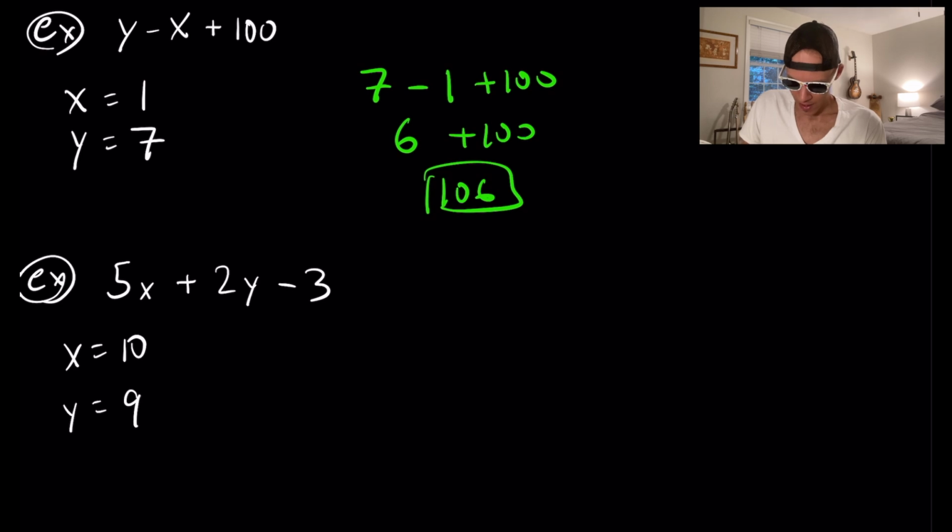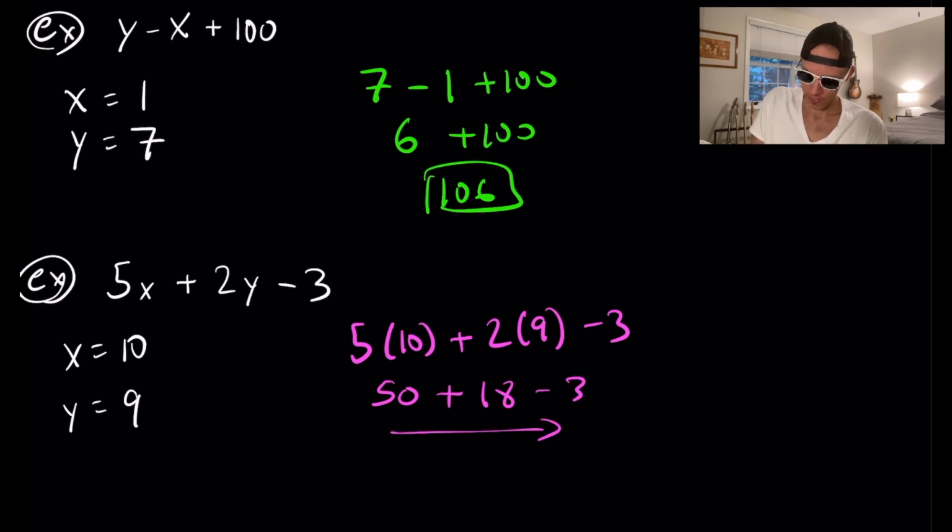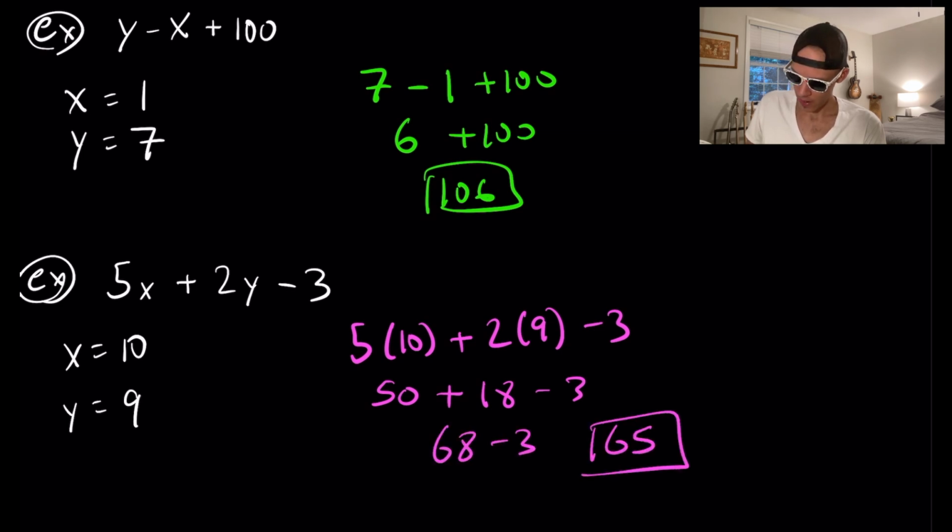All right, 5x plus 2y minus 3. So I'll substitute a 10 in for x, a 9 in for y, and then chug right along. So 5 times 10 plus 2 times 9 minus 3. And we'll go left to right, starting with this multiplication here. 5 times 10 is 50, plus 2 times 9 is 18, and then minus 3. Again, left to right will do us good here. 50 plus 18 is 68, minus 3 is 65.